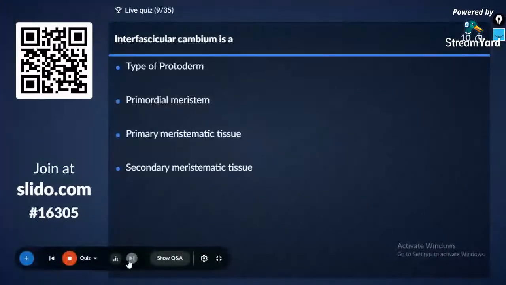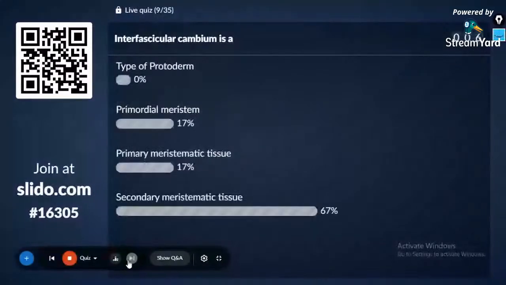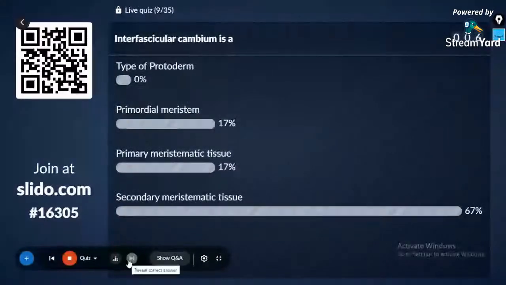Interfascicular cambium is a protoderm, primordial meristem, primary meristematic tissue, or secondary meristematic tissue? Guys, interfascicular cambium is required for the secondary growth of the plant. Intrafascicular, lateral meristem. Okay, interfascicular cambium is a secondary meristematic tissue. Next question on your screen.